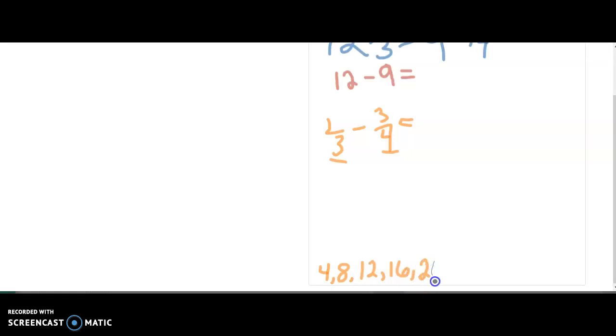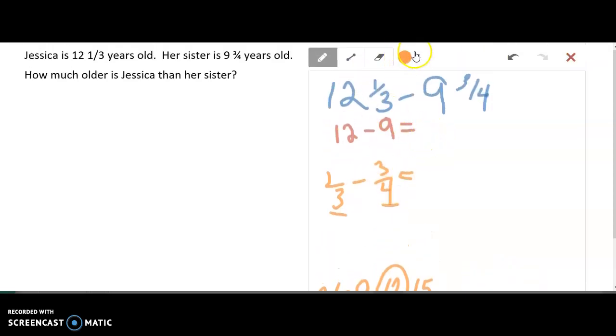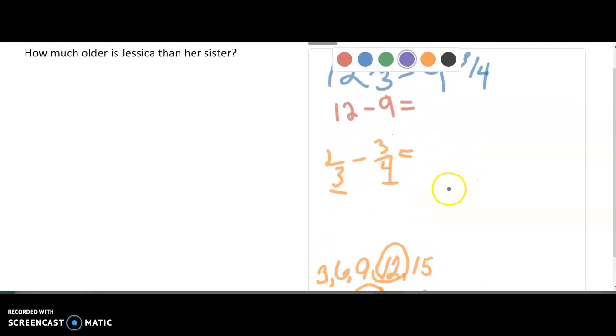Okay, so there's my facts for 4. Let me list my facts out for 3. 3, 6, 9, 12, 15, and I'm going to stop right there because do you see one that's the same? I see 12 and I see 12. So 12 is my LCD, my least common denominator. Now let's go up here to our 1/3 take away 3/4, and let me grab a different color. Sometimes it makes it easier to follow.